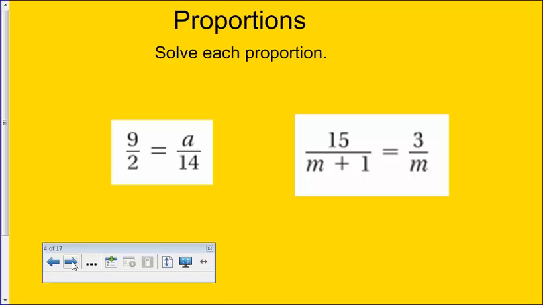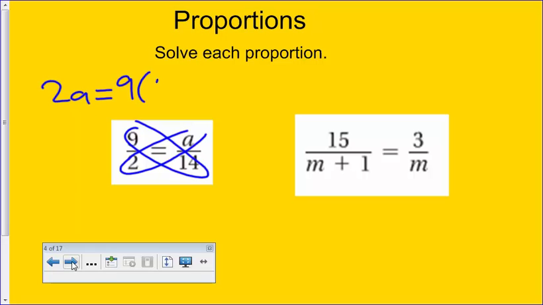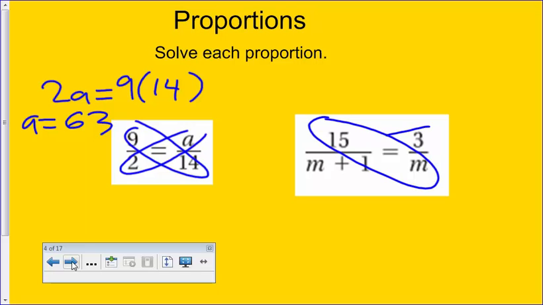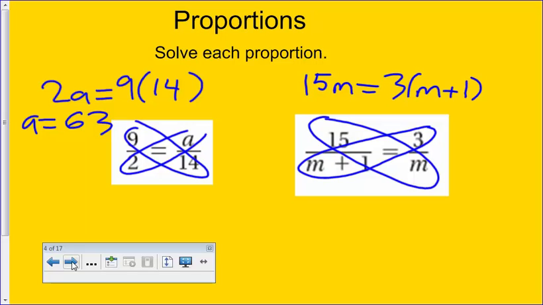Alright, so you want to multiply the 9 and the 14, and then the 2 and the A. So you set it up like 2A equals 9 times 14, and A should equal 63. And for this one, you will do 15 times M, and then 3 times M plus 1, and set it up like 15 times M equals 3 times M plus 1, and make sure you use the distributive property, and M should equal 1/4.